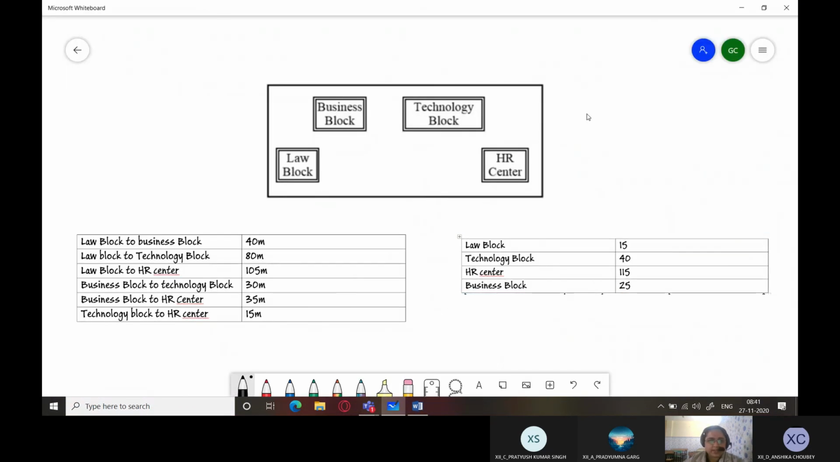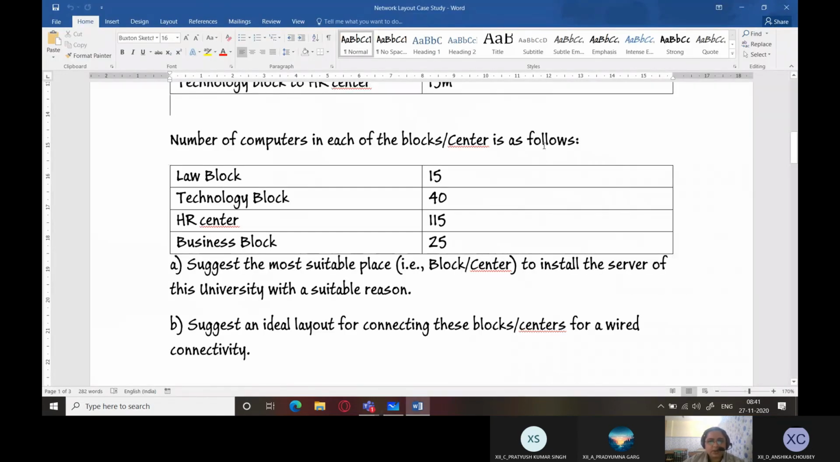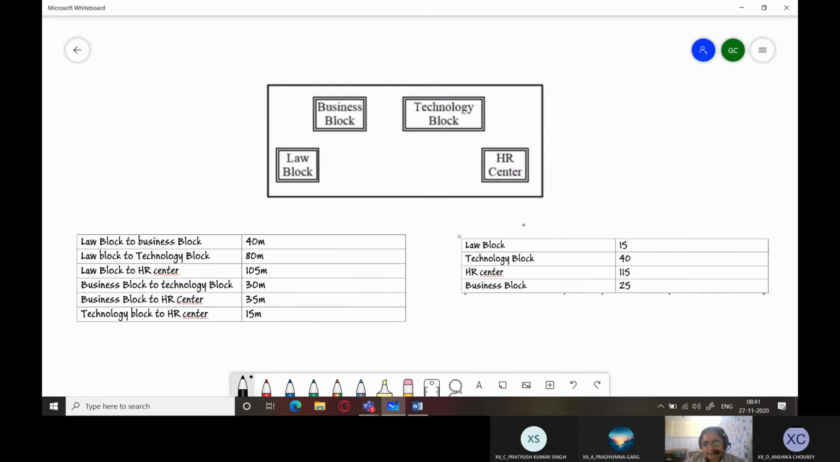So we have these 3 things over here. First of all, number of computers in each block. I'll just read this out. Number of computers in each of the blocks or centers is this. This is number of computers. So where should you think the server should be placed? Take a look and tell me.